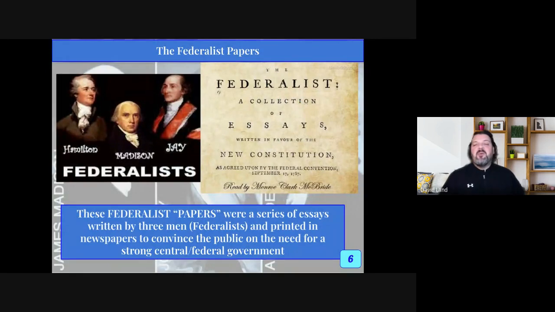Okay, so now that the Constitution is sent out to the states, the Federalists decide, let's try to convince the people that the Constitution is safe. It's what we want. So we have the Federalist Papers. The Federalist Papers were a series of essays that were written by three men, which you see there, Mr.